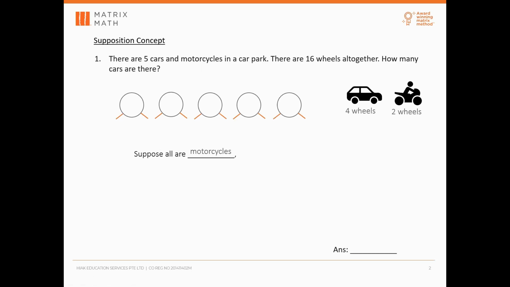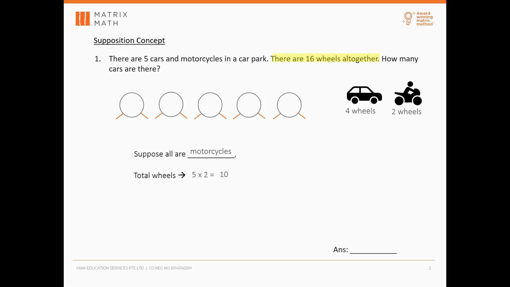Okay, so here students should be able to identify there are actually 5 groups of 2. So for the total number of wheels, instead of counting the number of wheels, you can say there's 5 groups of 2. So it's 5 times 2, which is 10. Now, if all of them are motorcycles, we'll have 10 wheels. But according to the question, there are actually 16 wheels altogether.